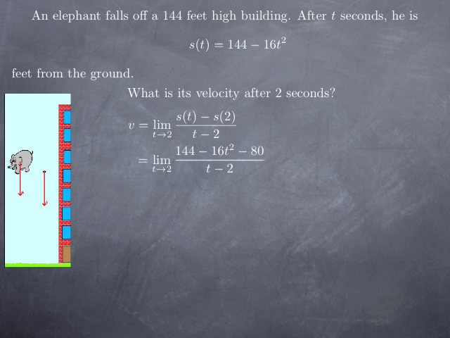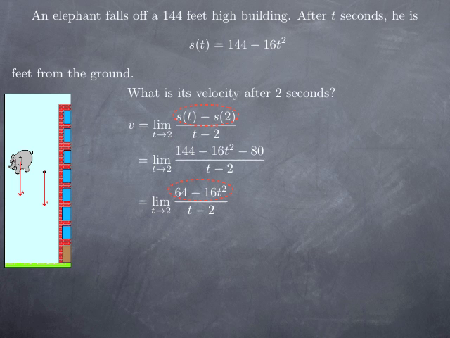Again, we substitute for s of t and s of 2 their values. Here is s of t, here is s of 2. That is what we obtain if we plug t equals 2 in the equation for s of t. Again, we can cancel things out, and we get the limit, as t is approaching 2, of 64 minus 16t squared, all over t minus 2.